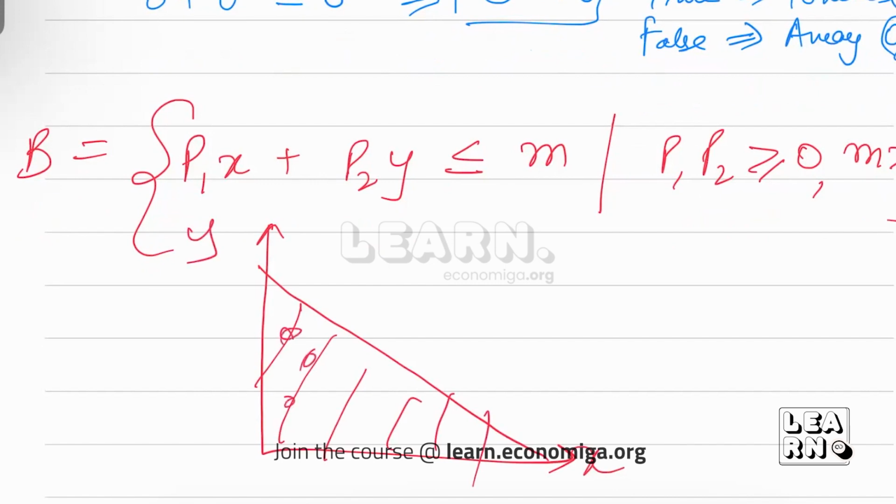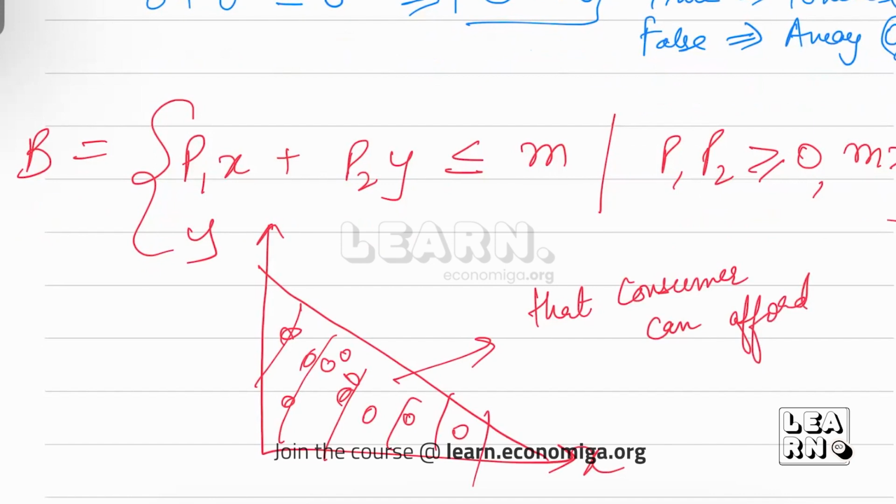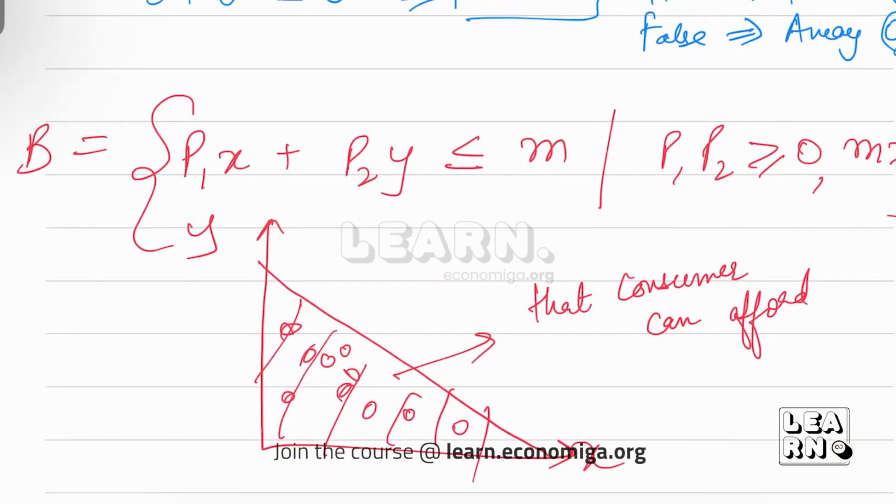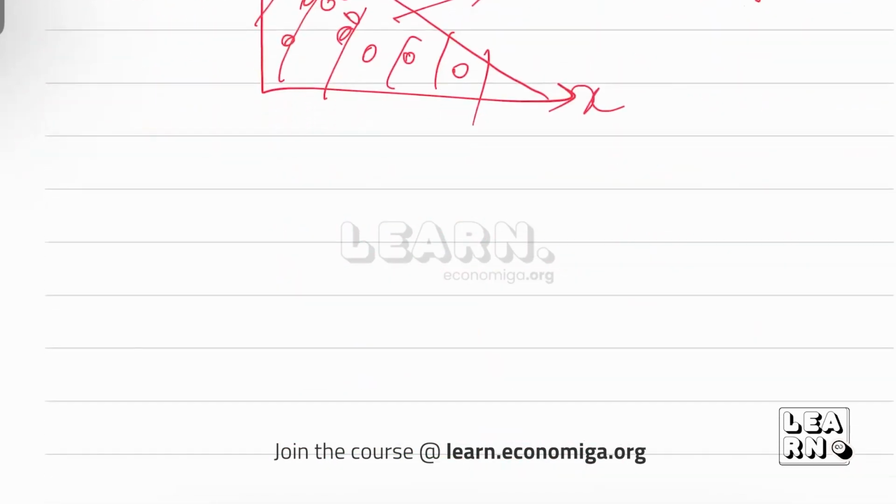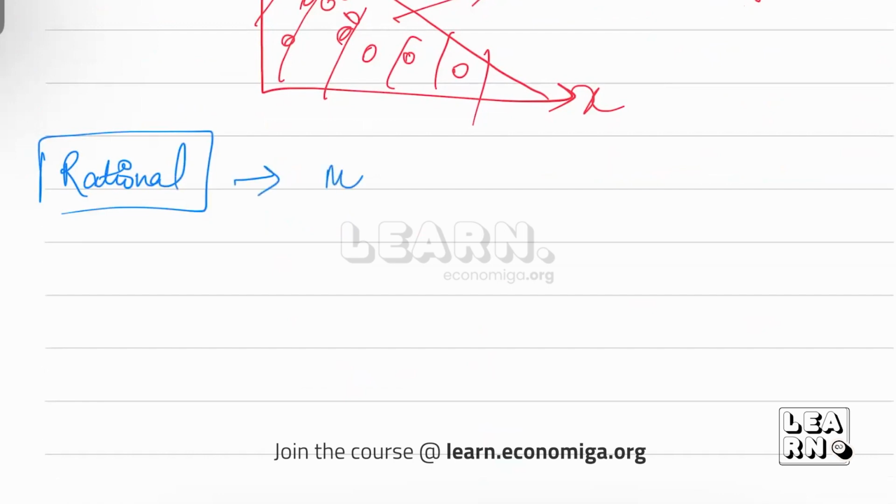All these points inside this shading are the combinations that the consumer can afford given his money income and prices, right? So this is what we knew about budget constraints. But we know one thing about the consumer: he's rational. When he is rational, it means that he wants to maximize his satisfaction.